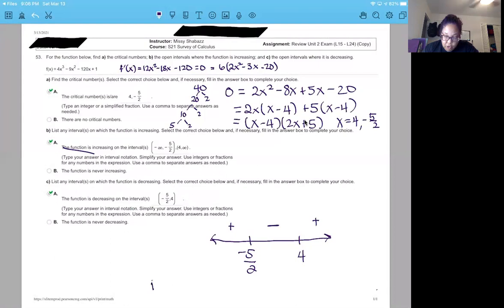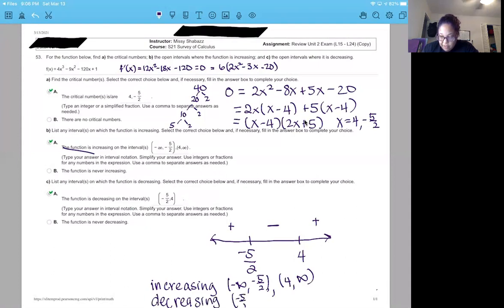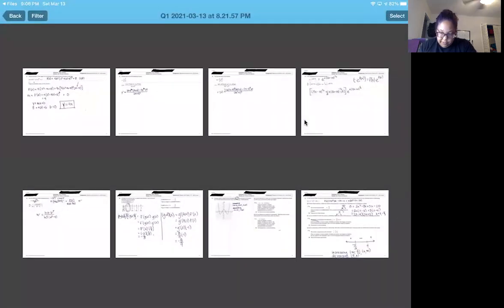So I know it's increasing from negative infinity to negative 5/2 and 4 to infinity, and it's decreasing from negative 5/2 to 4. And I believe that's all they want on that question.